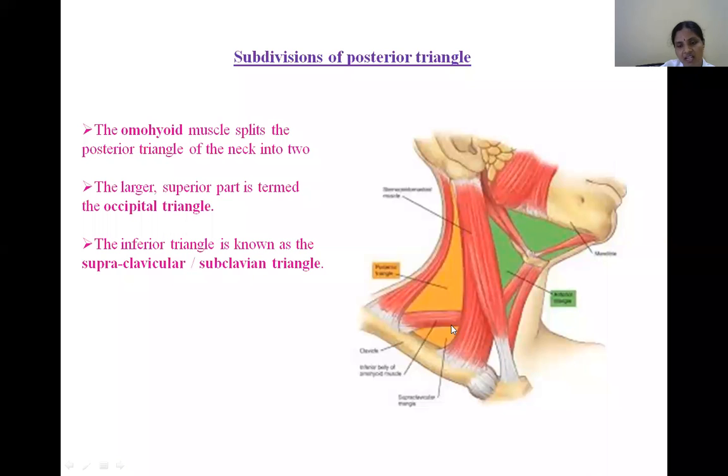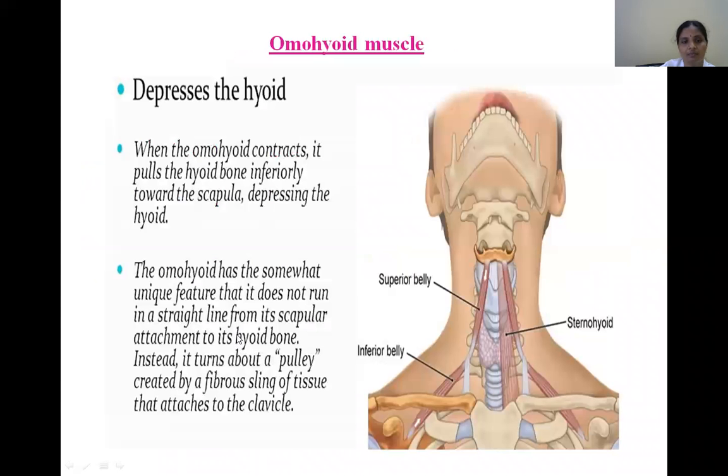So the supraclavicular triangle boundaries. You see, this is a triangle. In front it is bounded by the posterior border of sternocleidomastoid. Above it is bounded by the inferior belly of omohyoid. And below it is bounded by the middle third of the clavicle. Whereas the occipital triangle is bounded in front by the sternocleidomastoid, posteriorly by the trapezius, and above is the apex, where these two muscles meet, and the base is the inferior belly of omohyoid. So these are the two triangles of the posterior triangle.